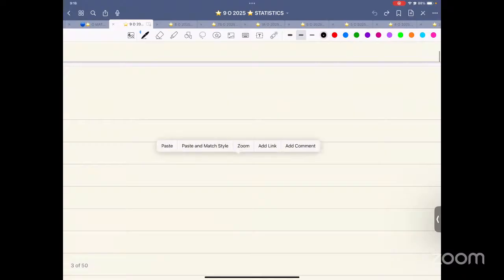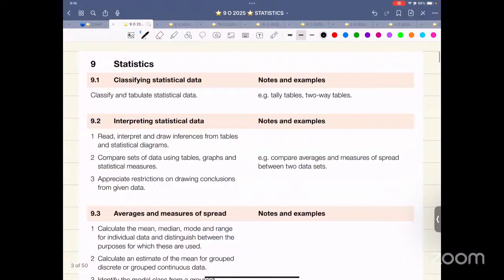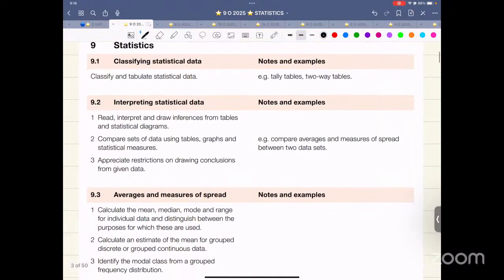And let's look at the syllabus. It will be a good reminder for you. What exactly have you done? What needs to be focused on?